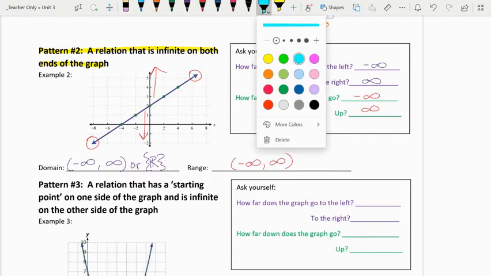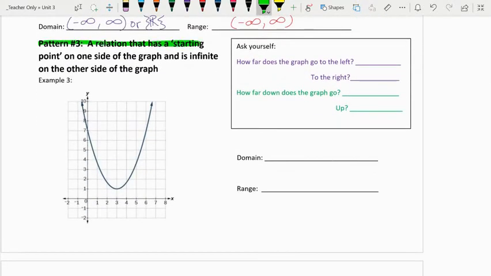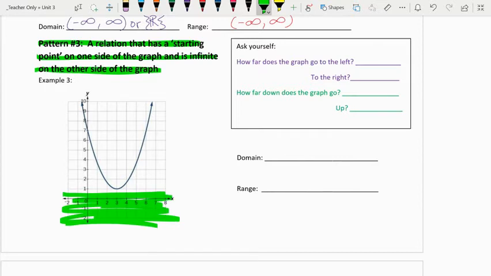So our next one that you're going to see is where it might have a starting point on one side of the graph and then is infinite on the other side of the graph. What we mean by that is not all things are accounted for. If you notice, obviously, nothing's going on this bottom half. So there's a stopping point for your y's. Your y's are missing that bottom part. But I still want you to approach it the same way.